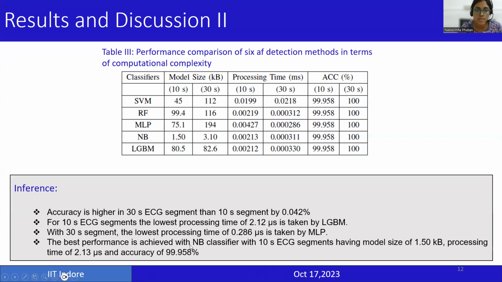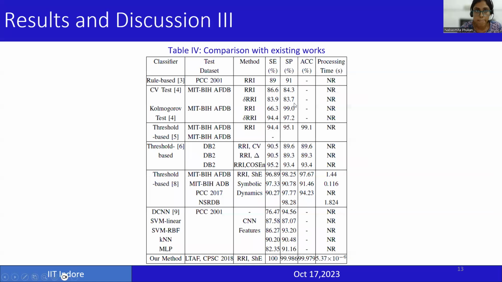And we have come to the conclusion that the naive Bayes classifier with 10-second ECG segments and model size 1.50 KB gives us the highest accuracy of 99.958% with a processing time of 2.13 microseconds.